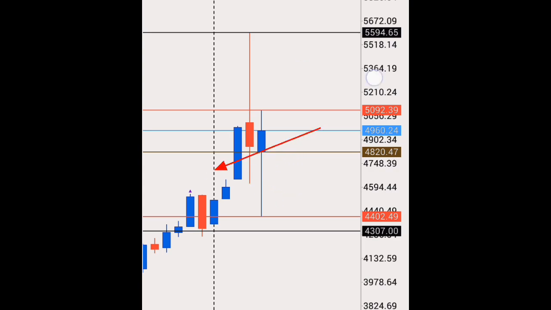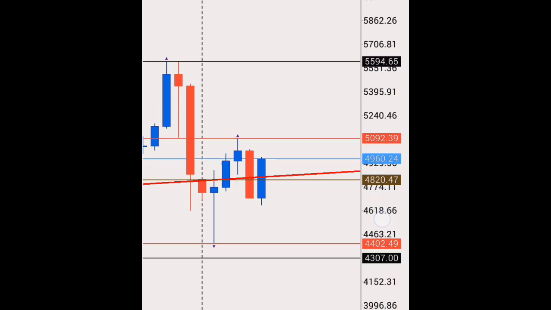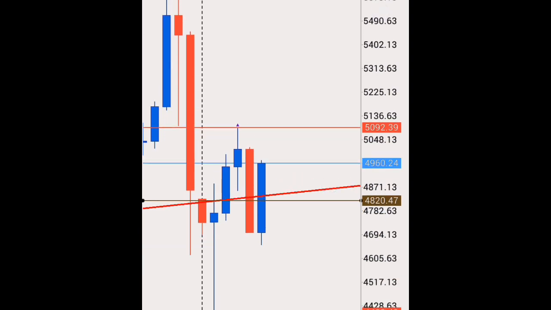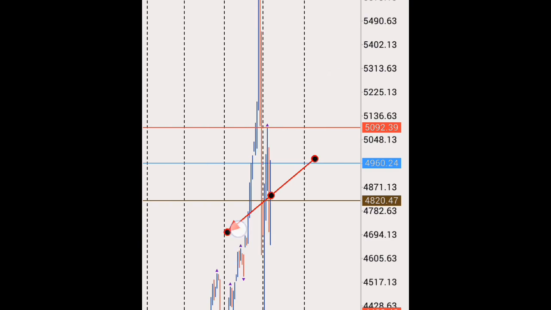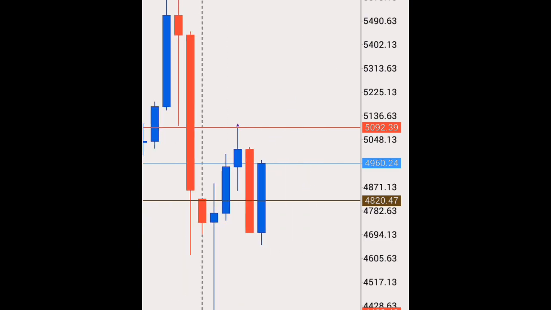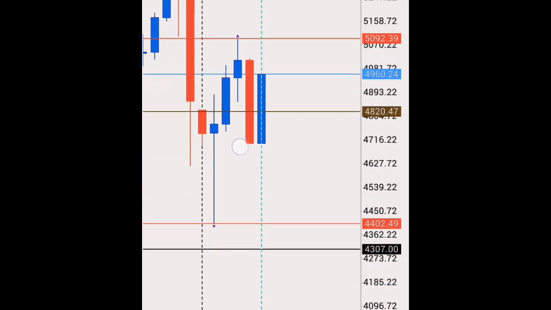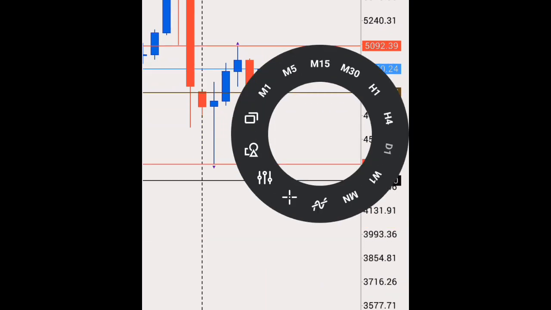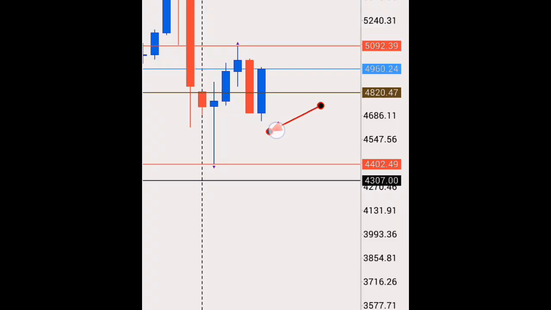Then on the daily, what did price do? What price did was it took out the previous daily low. You can see it here. It took out the previous daily low and closed back inside the range. So from this particular previous daily time frame, this is where you will get your complete bias.